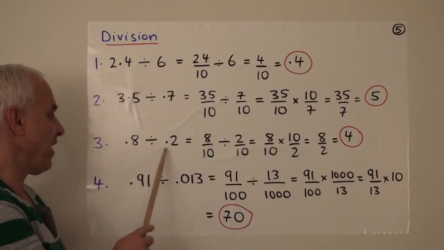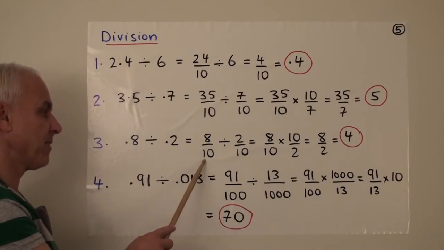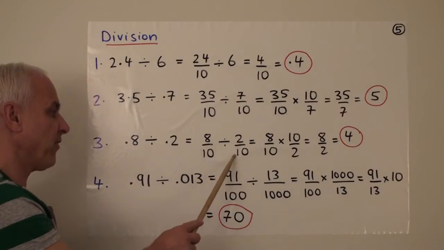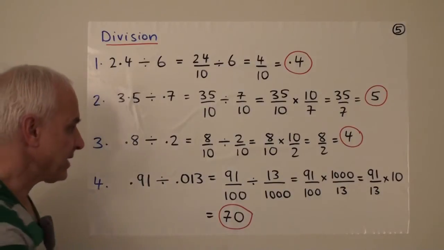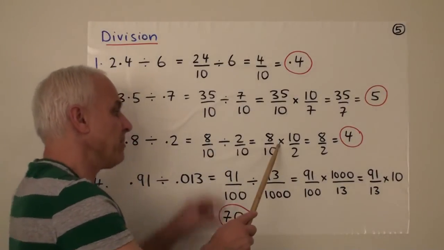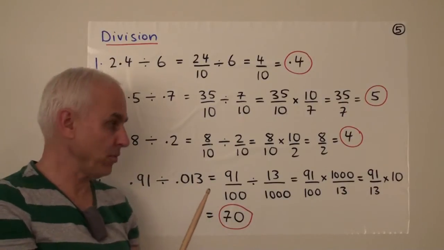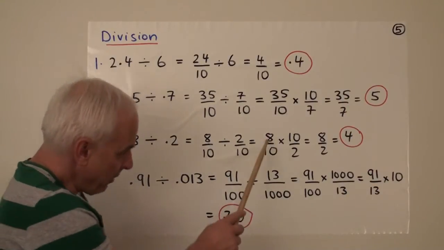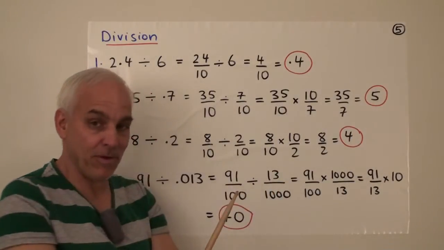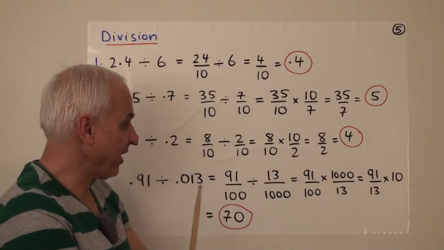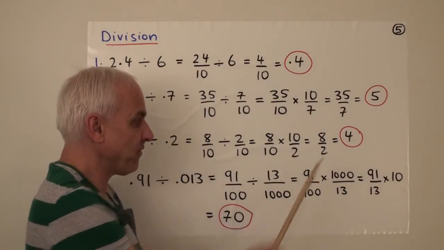How about 0.8 divided by 0.2? 0.8 is 8 tenths. 0.2 is 2 tenths. 8 tenths divided by 2 tenths is the same as 8 tenths times the reciprocal of 2 tenths, which is 10 over 2. And then when we multiply these two fractions, we should divide the common multiple, that 10, from the numerator and the denominator, to just give us 8 over 2, which is 4.